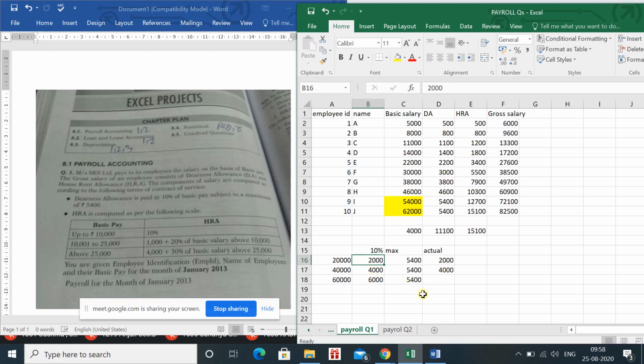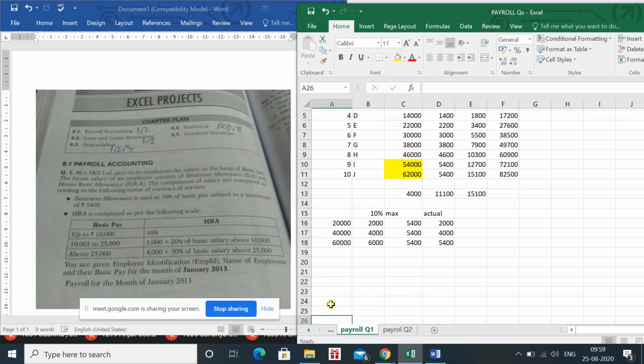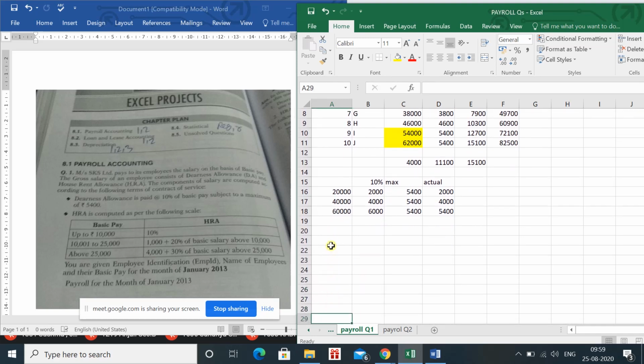They are saying the maximum which you can pay is 5,400, means in case your 10% is more than 5,400, as in the last case, you should pay only 5,400. So this is the condition which we have in case of DA. Then we have a condition for the basic salary.